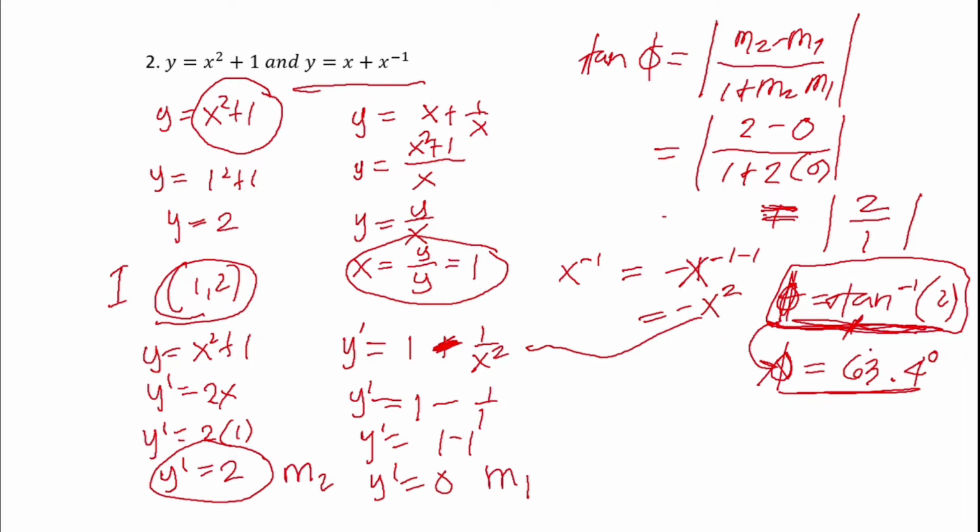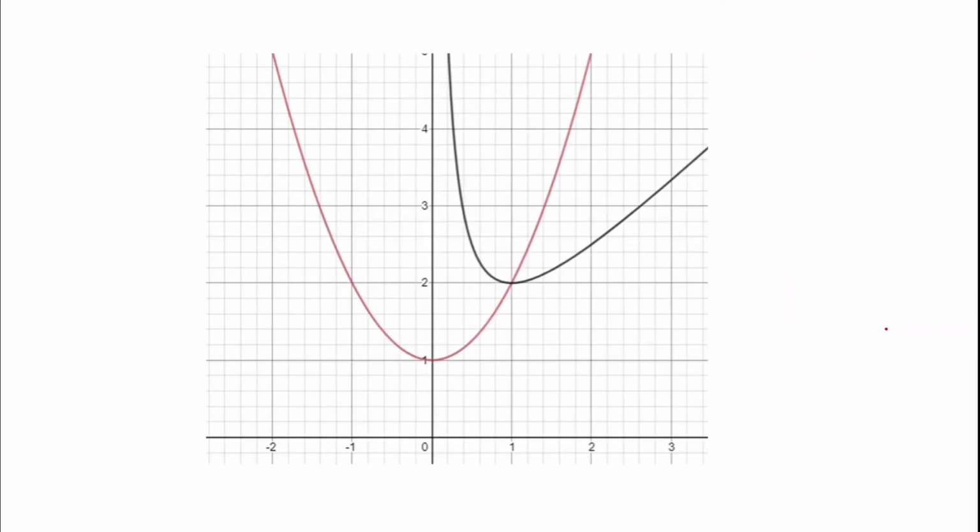So this is how to solve problem number 2: find the angle between two curves or the two functions. Alright, so we have here the answer, and this is the graph. If we look at the graph, you need to find the acute angle. So this is the acute angle, and where's the obtuse? So we have an acute and an obtuse angle.